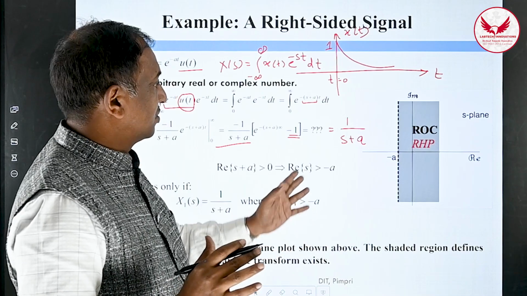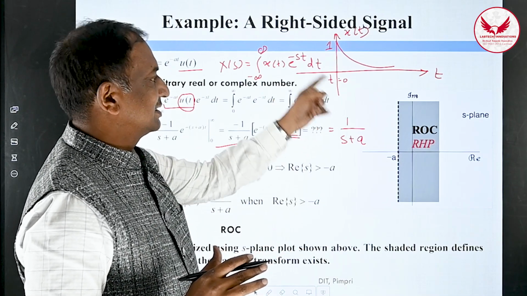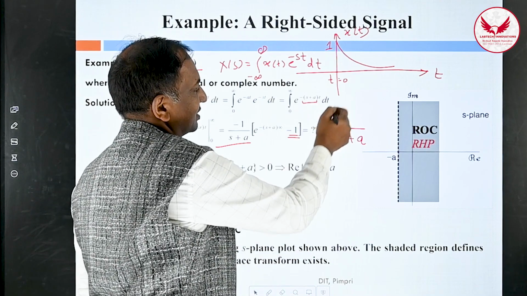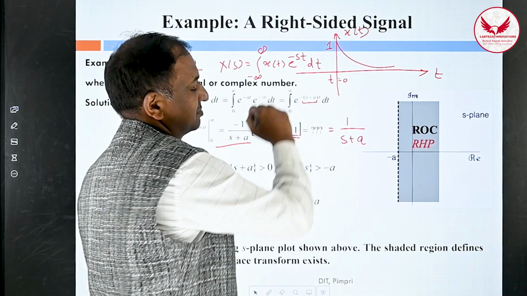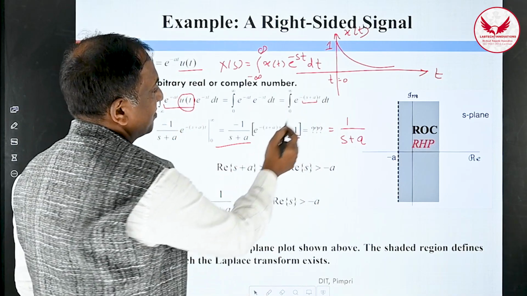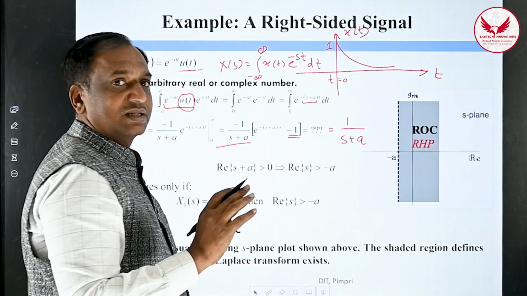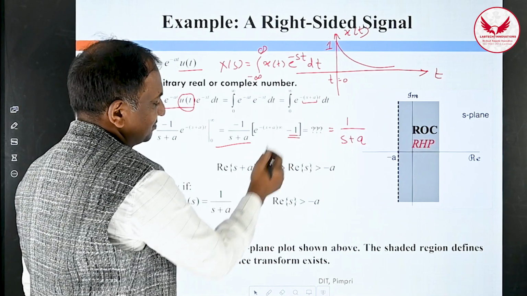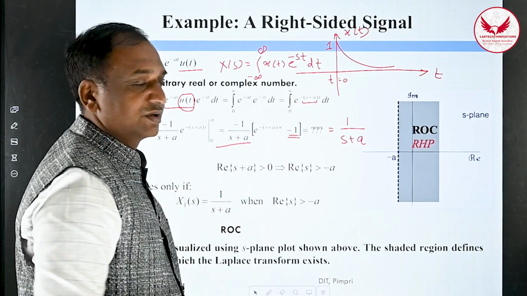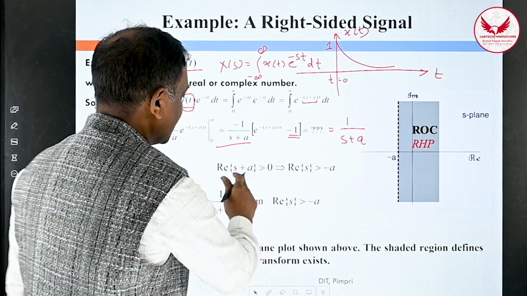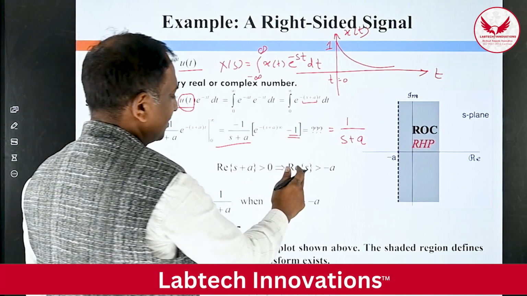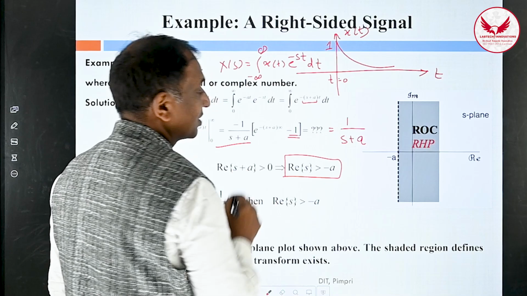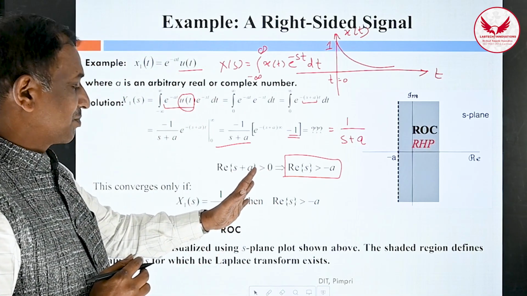If it is greater than 0, it is a decaying function, and the Laplace transform will become convergent. If you want to find the region of convergence, you find it from this part. That is the real part of s plus a, because the ROC is nothing but the real part of s. So the real part of s plus a should be greater than 0. Then only it will become the decaying function. So if it is greater than 0, the real part of s is greater than minus a. So this is the region of convergence, and region of convergence is very important.